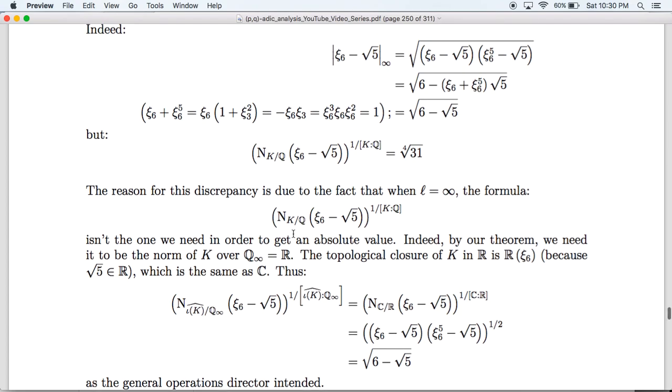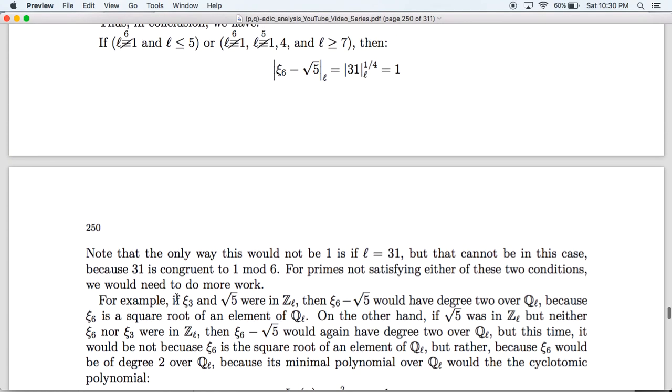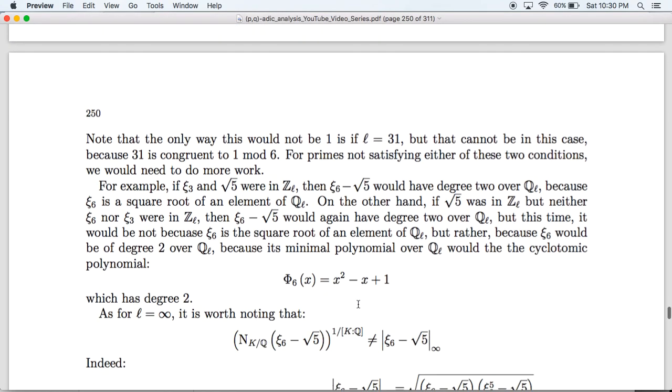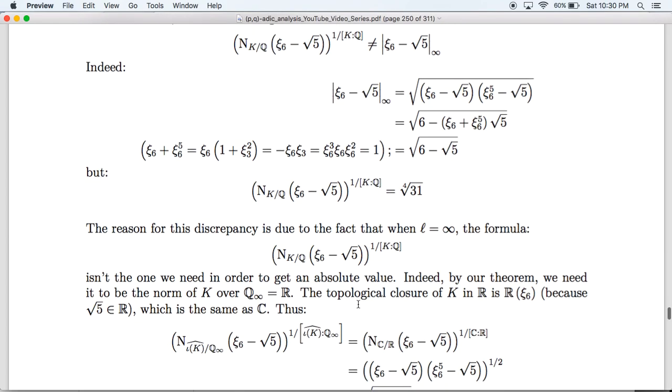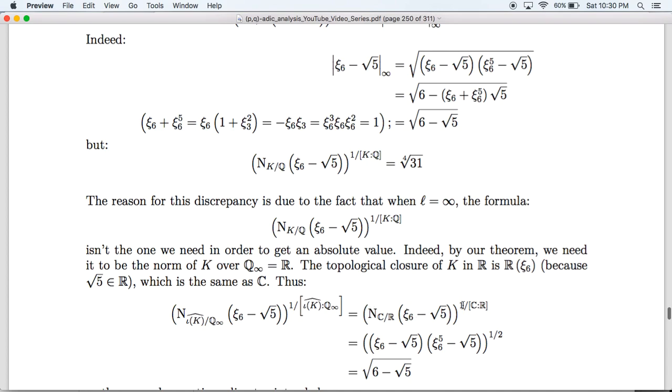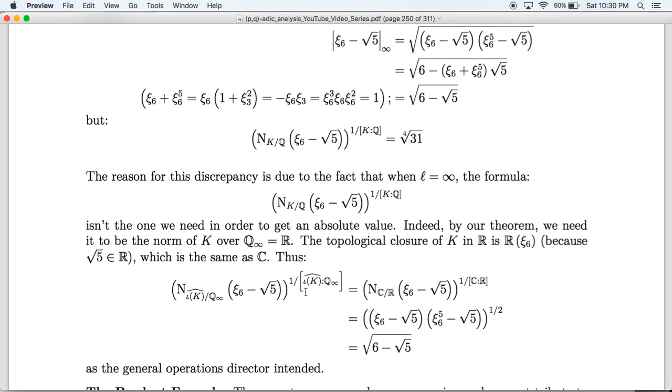Because K, in this case, our field with sixth root of unity and square root of 5, is a complex number field, this is going to be a subfield of the complexes, which is not purely real. So when we complete it with respect to the complex absolute value, we're going to get all of C. So this is going to be C over R, and so this is the norm of this quantity, C over R. And since that's a Galois extension, the conjugates we just multiply by the conjugates and we take the square root. So this shows that the norm is correct.